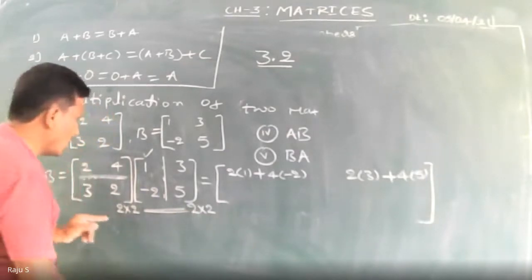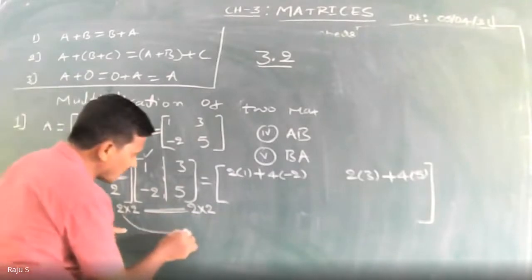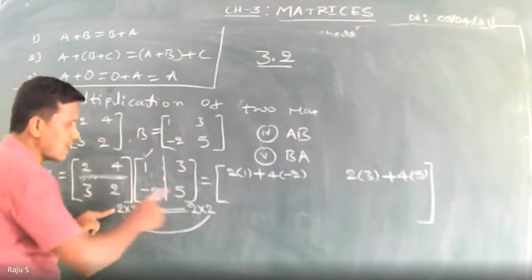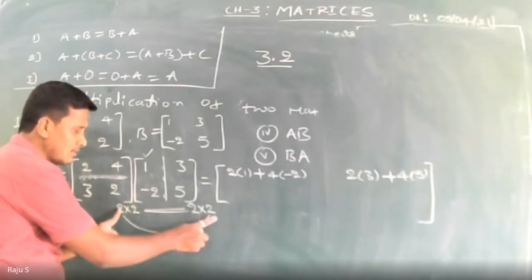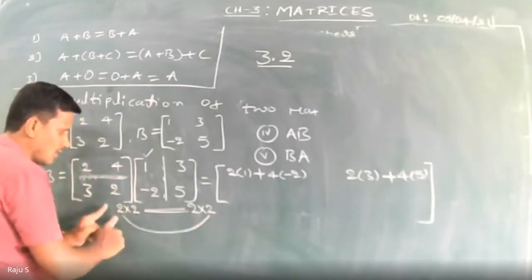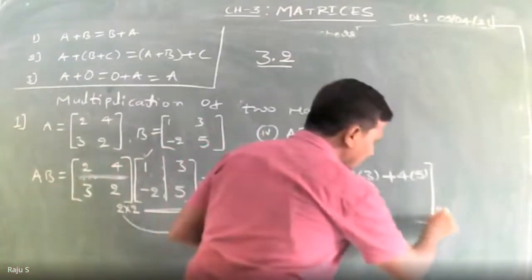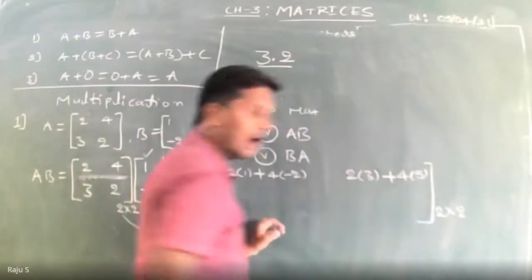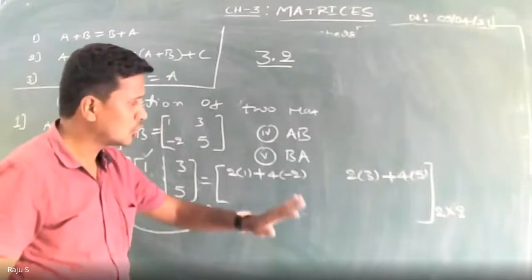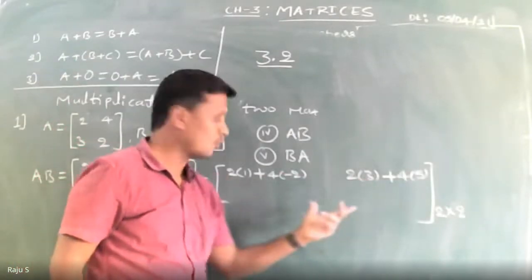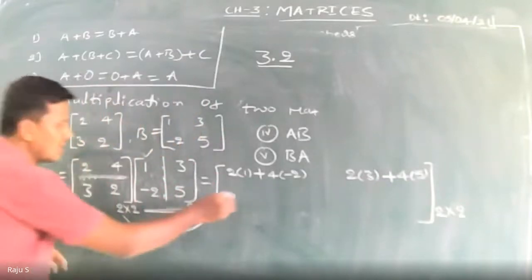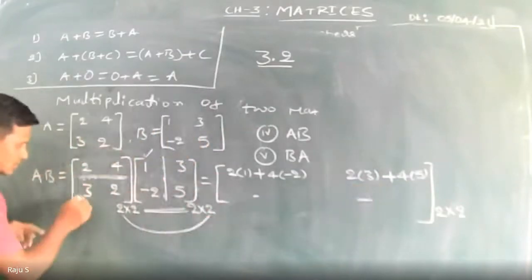So what is the resultant matrix we are going to get? First and last. When the middle values are equal, the resultant matrix we get is first and last. That is the resultant matrix of order 2 by 2. Here we got the first row. Then what about the second row? The second row values are related to this second row.